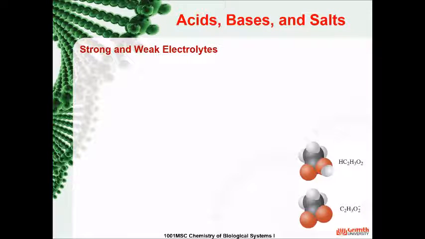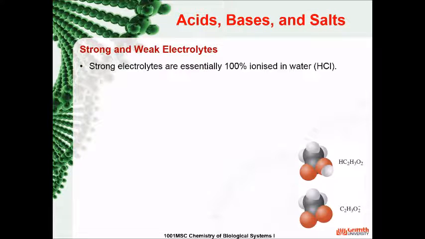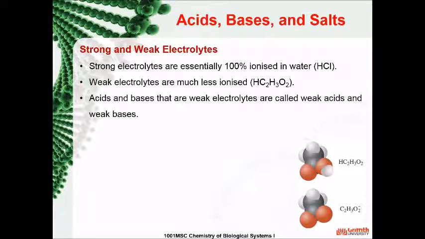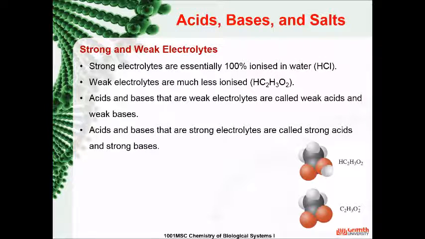Strong electrolytes are essentially 100% ionized in water, for example HCl. Weak electrolytes are much less ionized, for example acetic acid. Acids and bases that are weak electrolytes are called weak acids and weak bases. Acids and bases that are strong electrolytes are called strong acids and strong bases.